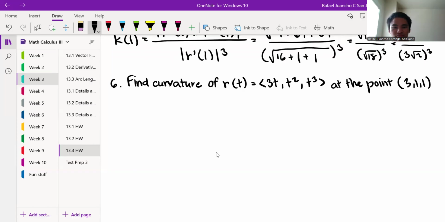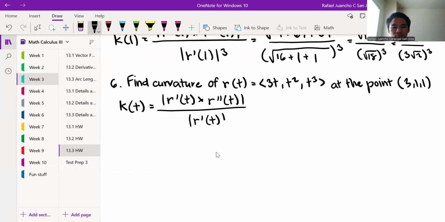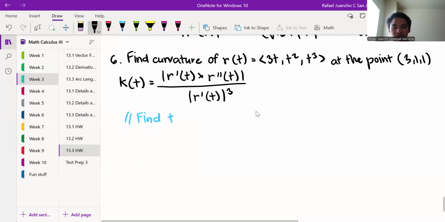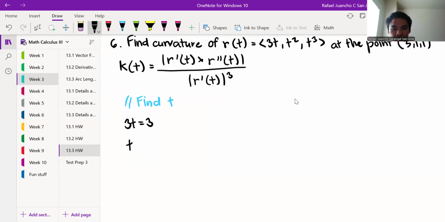Well, I go ahead and write the formula down, times r double prime, and then I get my magnitude, and I cube it, right? So my idea is I want to find, let's go ahead and find t immediately, actually. So I find the t that gives me that point. So find t. Let's just do that. So my 3t is equal to 3, right? So here t is 1.